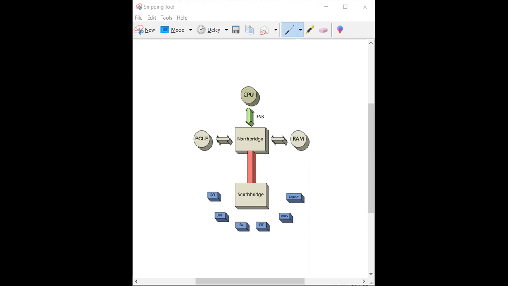Now AGP stands for accelerated graphics port. I think those who are playing games have an idea about this system, right? AGP. So anyway, these are the ports. We have discussed some ports here. AGP, PCI Express slots, right? Usually Northbridge operates at a faster speed as it connects to high speed components in the computer.